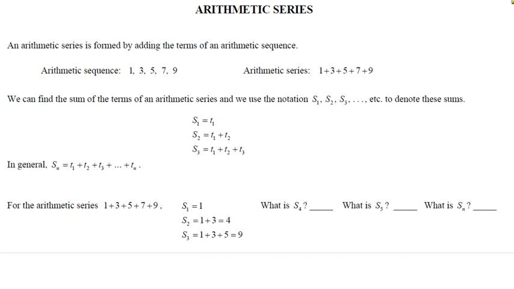For the arithmetic series 1 plus 3 plus 5 plus 7 plus 9, S1 is 1. S2 is term 1 plus term 2, right? 1 plus 3, or 4. S3 is 1 plus 3 plus 5, which is 9. What is S4? What is S5? You can actually say it out loud.